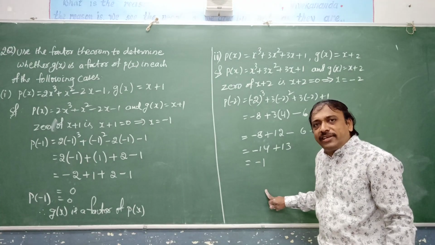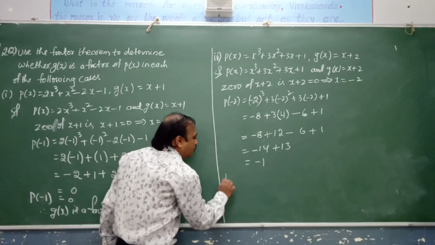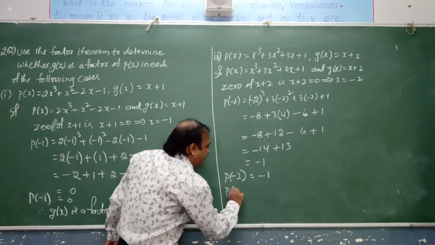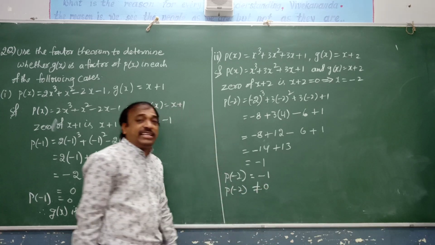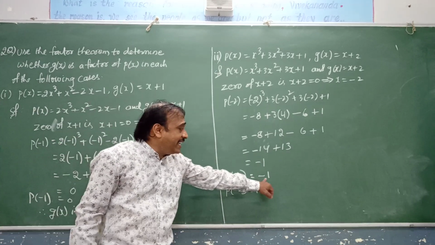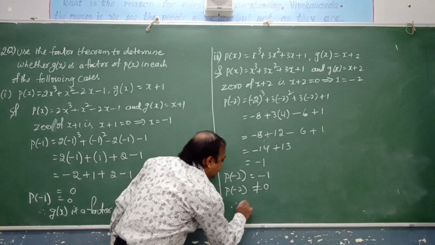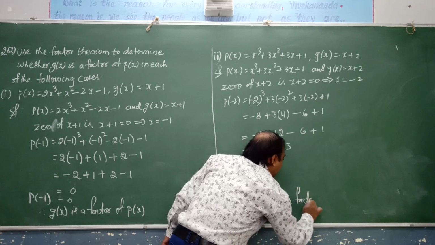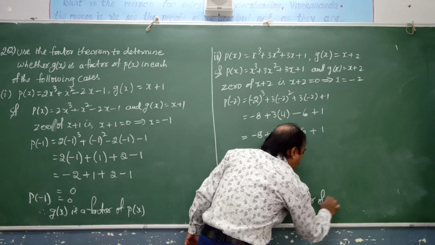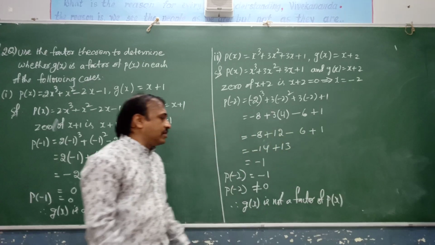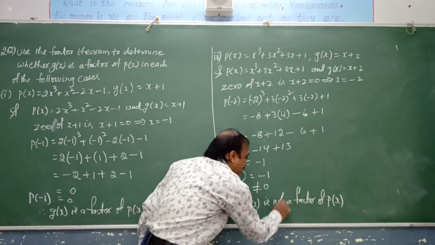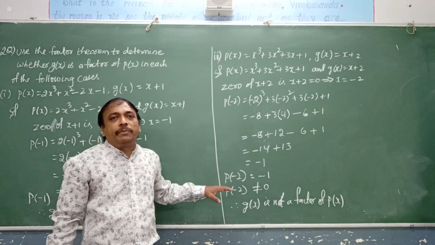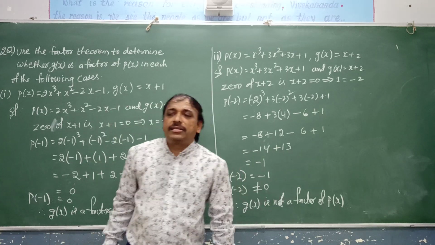Did you obtain the remainder as 0? No. So P of minus 2 is equal to minus 1, which is not equal to 0. We didn't obtain the remainder as 0 as it is minus 1. Therefore, g of x is not a factor of P of x. Is it clear, children? I hope you understood how to obtain whether it is a factor or not.